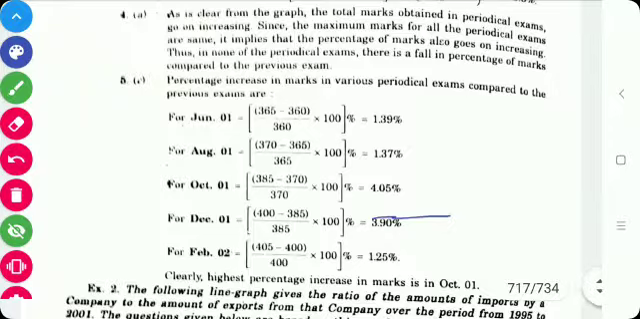So here, see, for June 01 it is 365. June 365 minus 360 divided by 360 into 100 is 1.39. For August 01 marks is 370, June marks is 365. So 370 minus 365 upon 365. So we have to find the percentage marks with respect to the previous exam. So by observing this, the maximum percentage increase in marks is in October 2001.